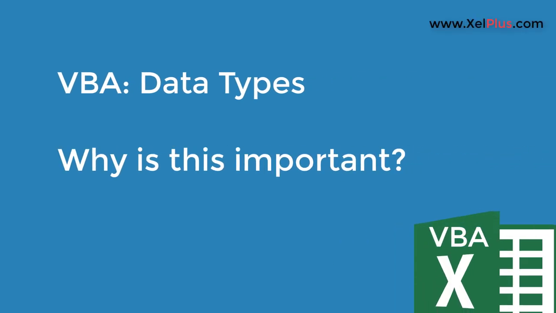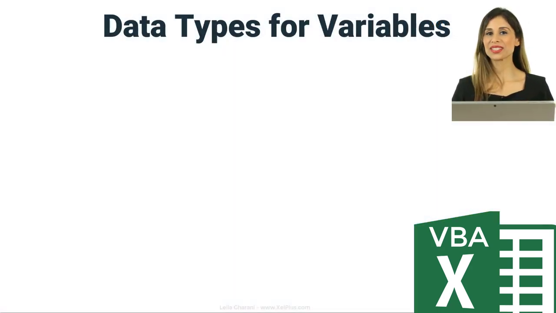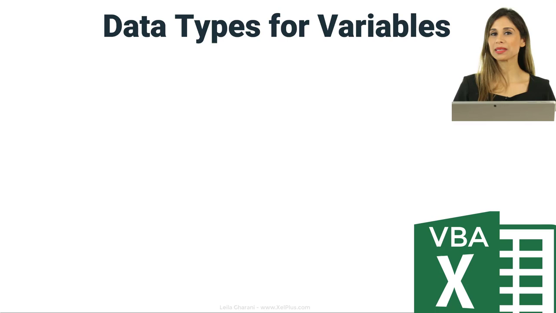This is important because it helps your code run faster. You see, the advantage of VBA is that it can keep a lot of things in memory, and it works through that memory to give you the outcome that you want. And we work with VBA's memory when we use variables.